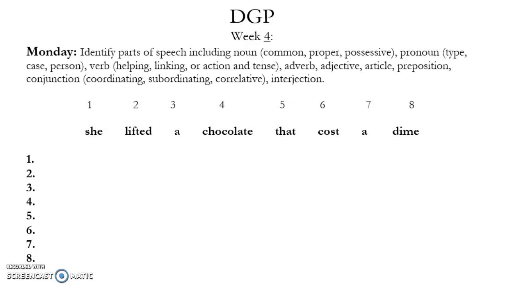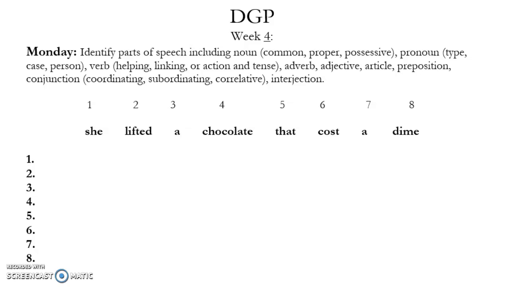So first, what you want to do is you want to look for your nouns. Nouns are person, places, or things, and then you want to decide if that noun is common, proper, or possessive. Second, you want to look for your pronouns. Pronouns take the place of a noun. Then you want to tell me, is it subjective, objective, or possessive? And then you want to tell me if it is used in the first person point of view, second person point of view, or third person point of view.